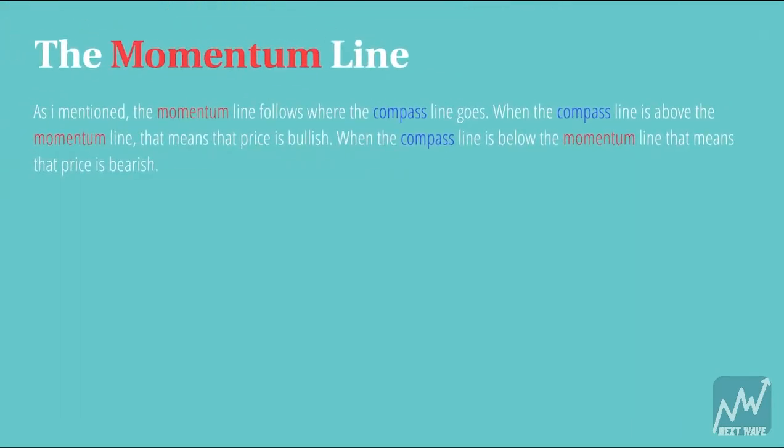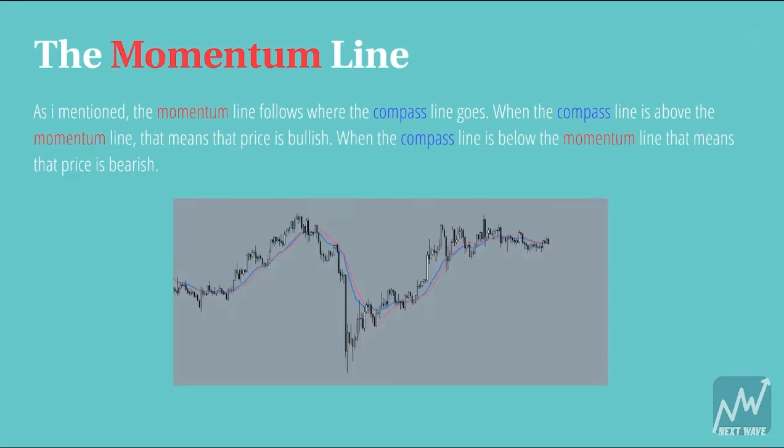As I mentioned, the momentum line follows where the compass line goes. When the compass line is above the momentum line, that means that price is bullish. When the compass line is below the momentum line, that means that price is bearish. And so we have an example of the momentum and compass line here.